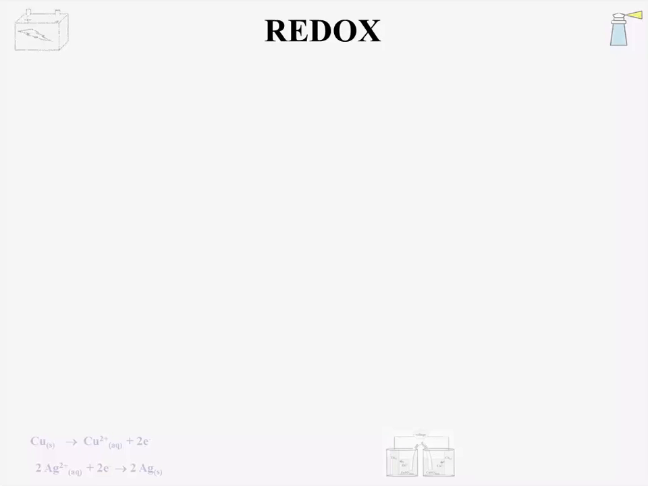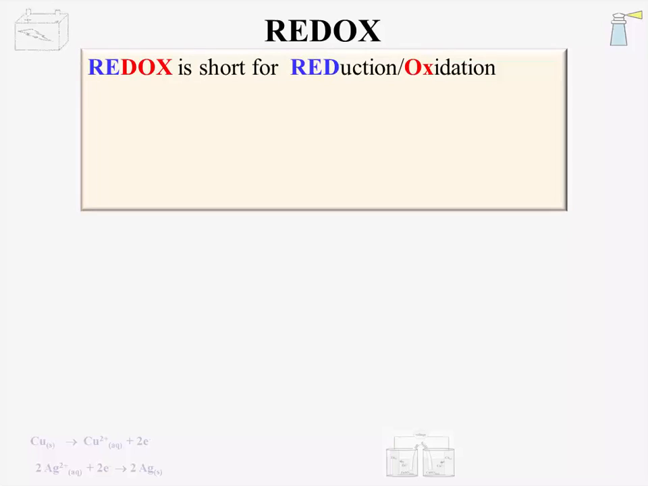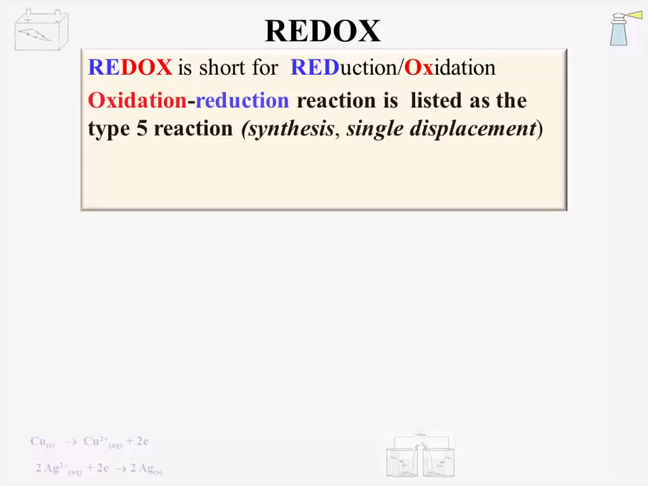What does the term redox actually mean? Redox is short for reduction and oxidation. As we saw in the chemical reaction lecture, the oxidation-reduction reaction, or reduction-oxidation reaction, is listed as a type 5 reaction. Some redox reactions also fall under the synthesis or single displacement reaction category.